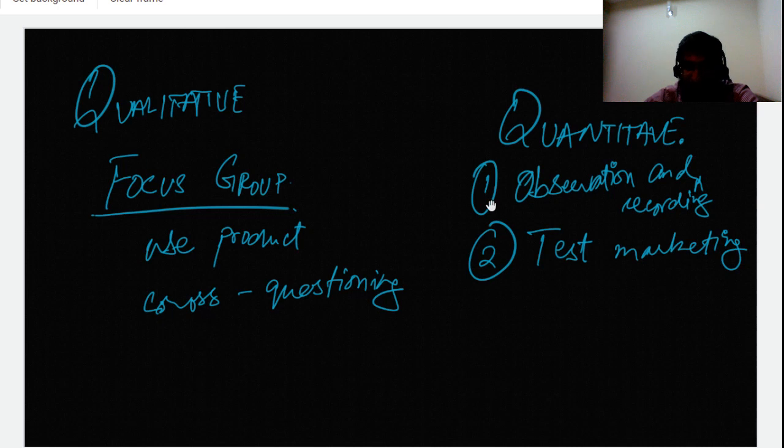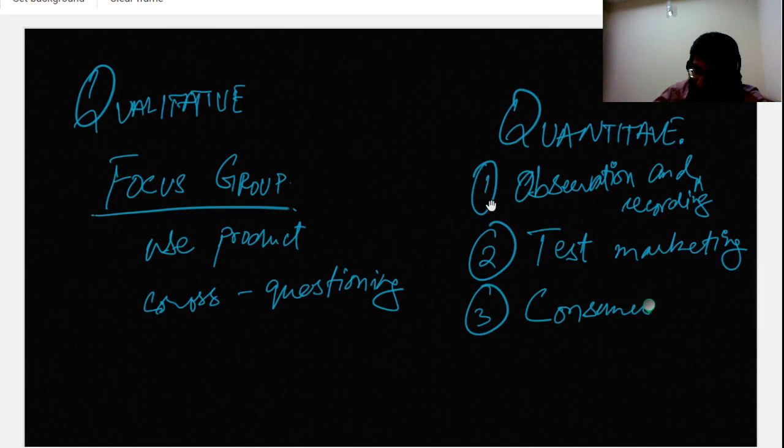The third way is simply having consumer surveys, as you said. Consumer surveys. But unfortunately, reality is nobody actually answers them right. Okay, maybe not nobody, but some people do. That's a limitation of the research.